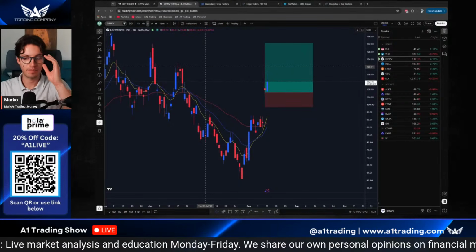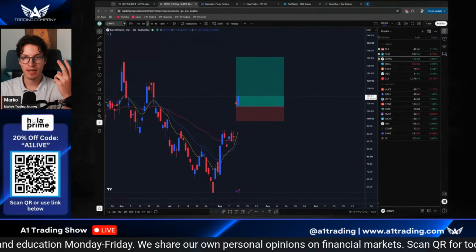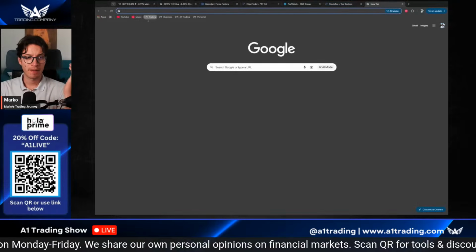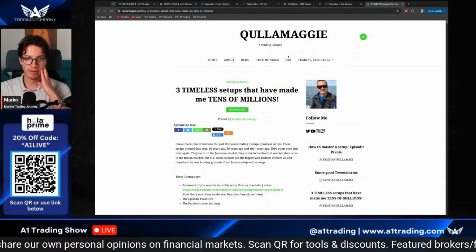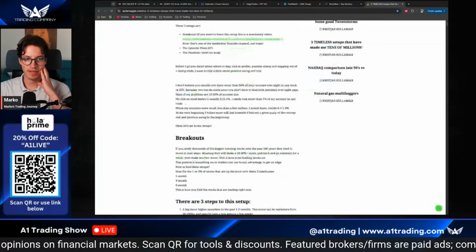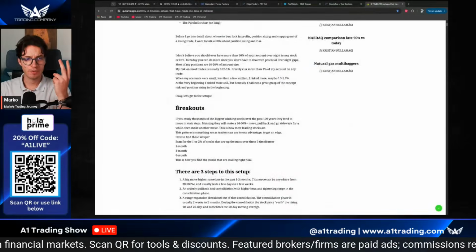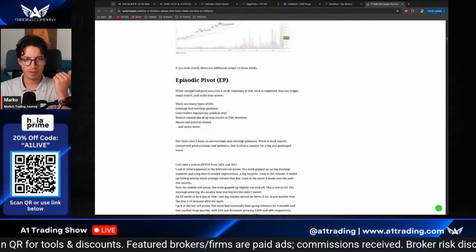I think they produce GPUs, so it's good with the artificial intelligence story. And yeah, so you identify the individual stocks, then you can use 2 entry models. You can find both of them on this website. So Kulamagi, free timeless setups that have made me tens of millions. I use 2 of them. I use breakouts and I use the episodic pivot.